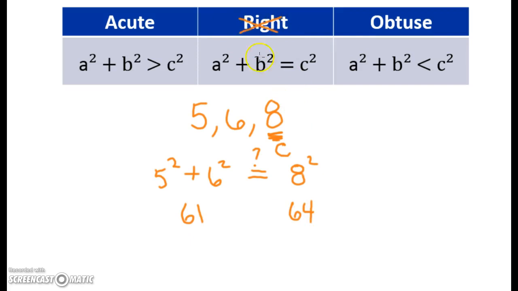Get rid of that. Well, if they're not equal, one side has to be bigger. Well, 64 is obviously bigger than 61. So in this case, the c squared side, the hypotenuse side, is bigger. And if the hypotenuse side is bigger, your triangle is obtuse. If your legs side, the a squared plus b squared side, was bigger, then your triangle would be acute.